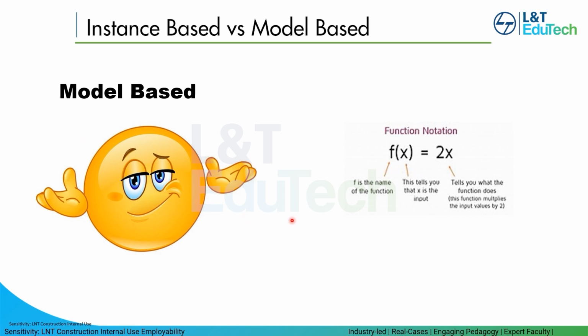In model-based learning, the system builds a mathematical model. Think of it this way: if x is the input, the model learns the function f(x) that gives the output. For example, f(x) = 2x means the system has figured out that the output is just twice the input. So instead of searching through old examples like instance-based learning, it uses this learned function f(x) to make the prediction directly.